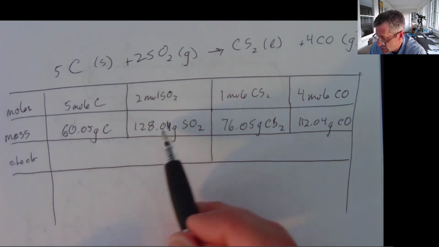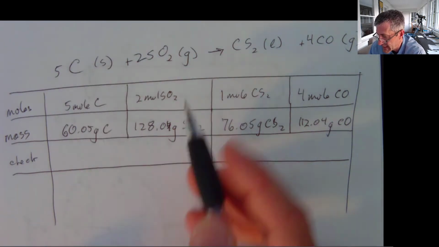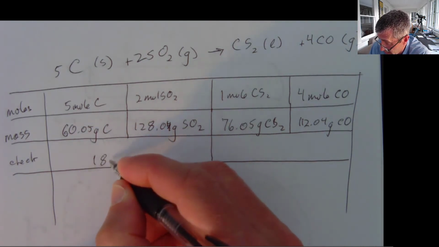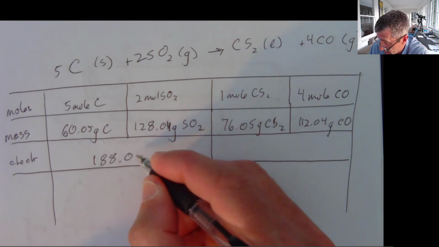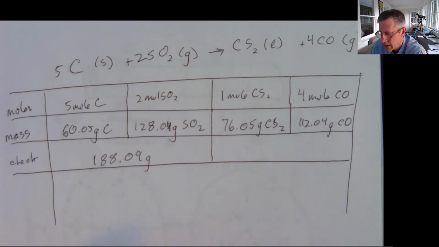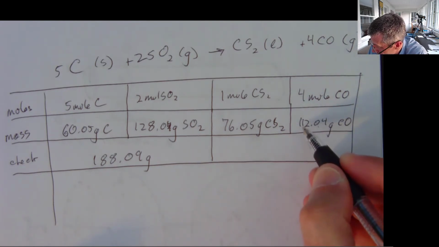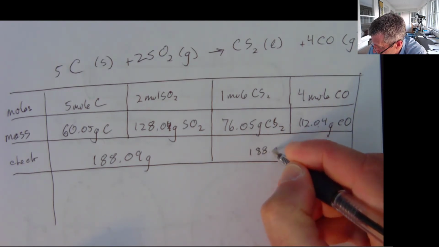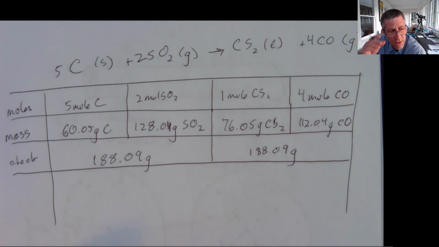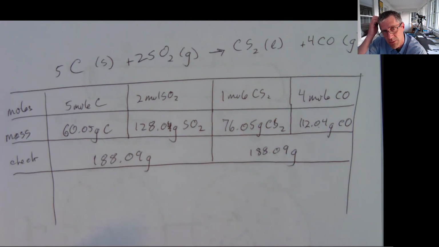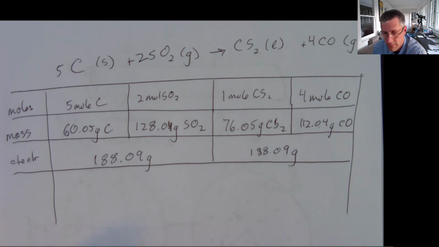So I'm going to add these 2 together and see how much mass I started with. I'm going to start with 160, so I get 188.09 grams. And let me add these together and see how much mass I ended with. And I ended with 188.09. Okay, good. And this is just a check. I'm not going to use this in any calculations, but this is a way that you catch mistakes. It's really easy to make a simple math mistake someplace in here, and you can go back and check it.